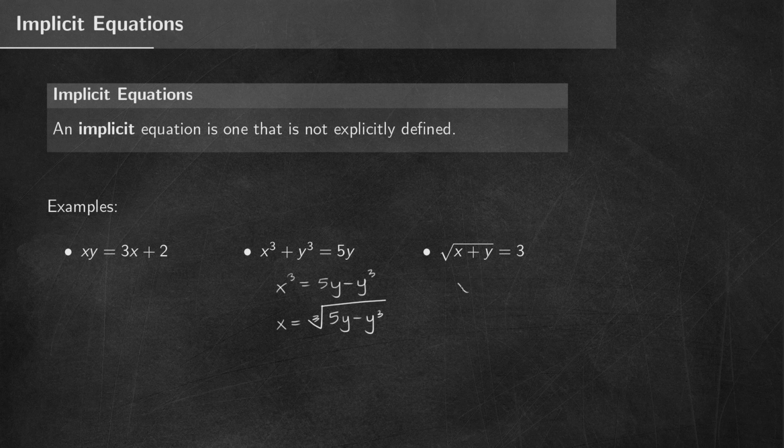I could square both sides, have x plus y equals 9, and then I could subtract x, so I'd have y equals 9 minus x. Y equals 9 minus x is an explicit equation. So sometimes we do have that option. When we're working with implicit equations, we can try and solve the equation for one of the variables to turn it into explicit form. But what we're learning about today is how to work with implicit equations, how to find the derivative of these equations without having to write it in explicit form first.